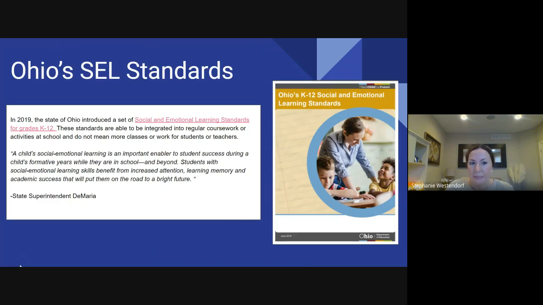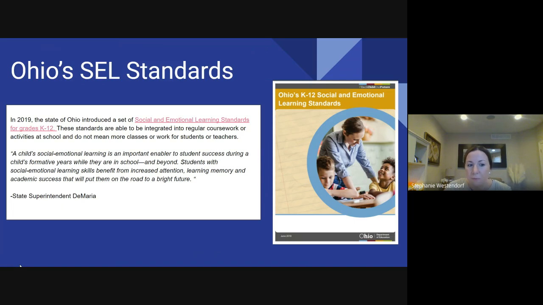Ohio has mapped out SEL standards. So these are a variety of standards that we use to understand what SEL is and how to teach it to students. And the great thing about SEL is that it doesn't need to be a separate course or additional work for students or anything like that. It's just something that we can integrate into our current lessons in our current classrooms to help students be more successful learners. And there's a great quote here.